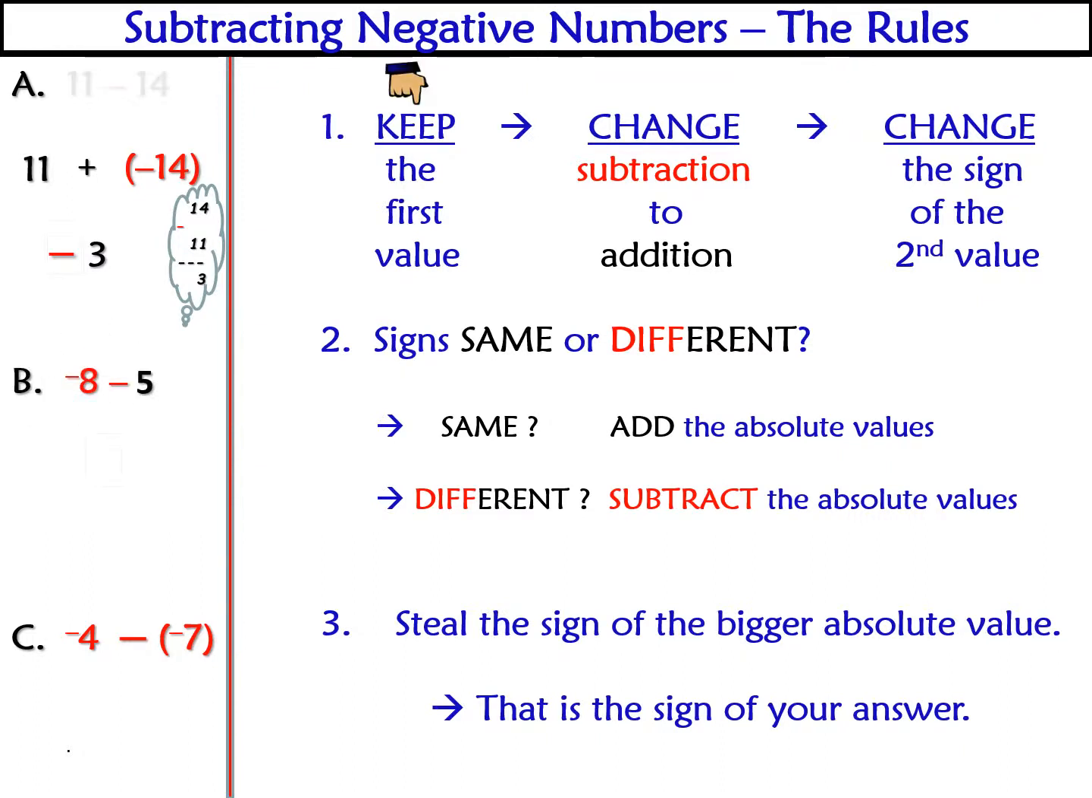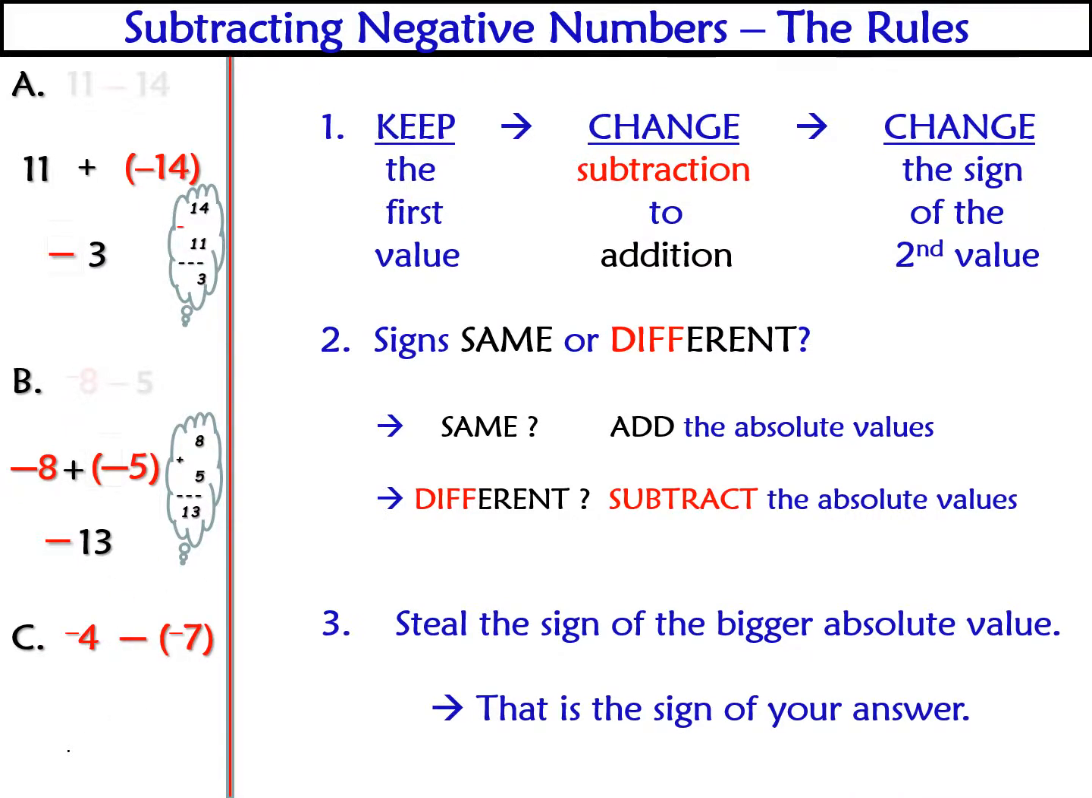Let's look at B. We're going to keep the first integer as it is. We're going to change the subtraction to addition, and then we're going to change the sign of the second value. So, are the signs same or different? They're the same. So that means we're going to add the absolute values. So strip the signs and add. That gets us to 13. And now the sign of the answer is going to be the same as the sign that's living in front of the bigger absolute value. In this case, the bigger absolute value is -8, so our answer is going to be negative as well.